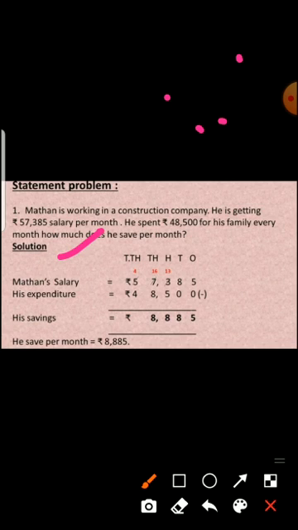Madan's salary is equal to 57,385. His expenditure is equal to 48,500. Now we are going to find the difference, so I put the minus sign. When we subtract starting from the ones place, we will get 8,885. So how much does he save per month? Yes, very good, rupees 8,885.